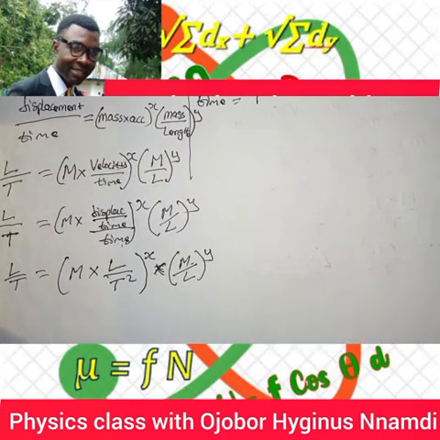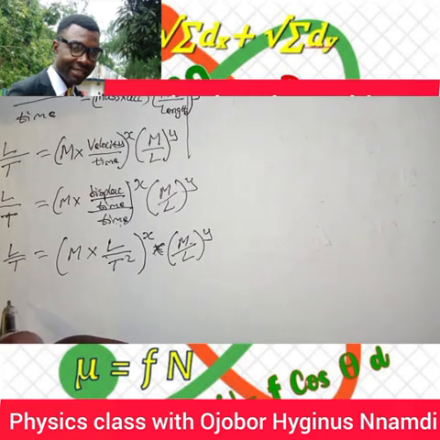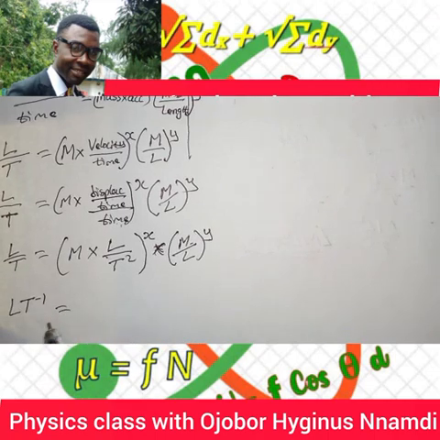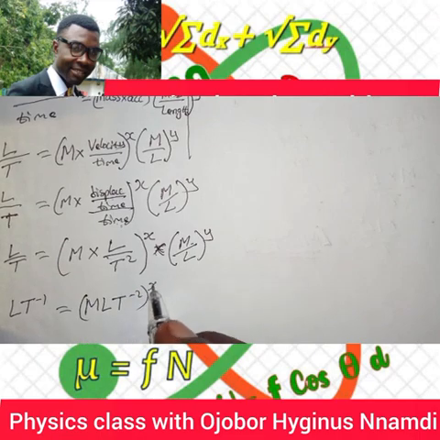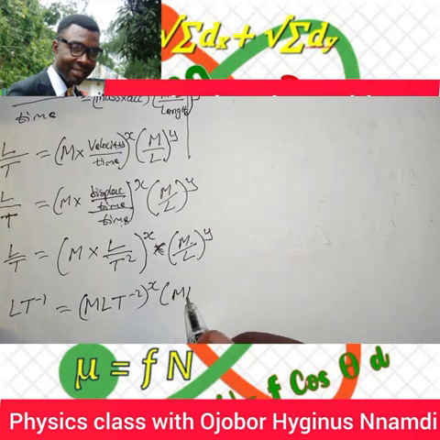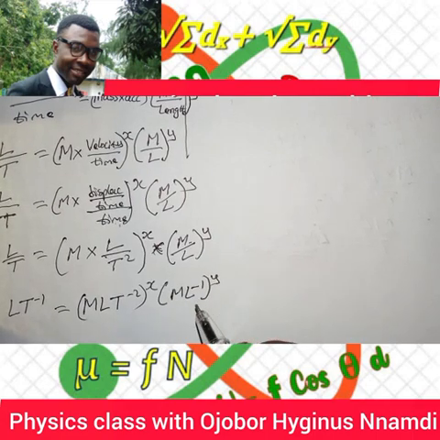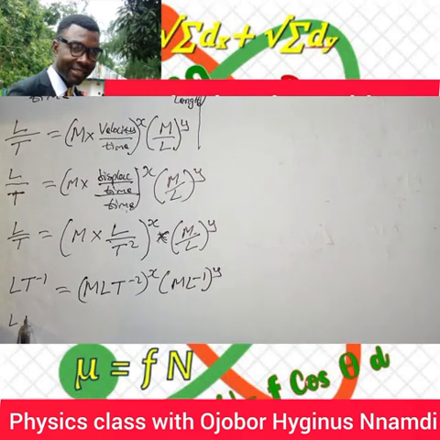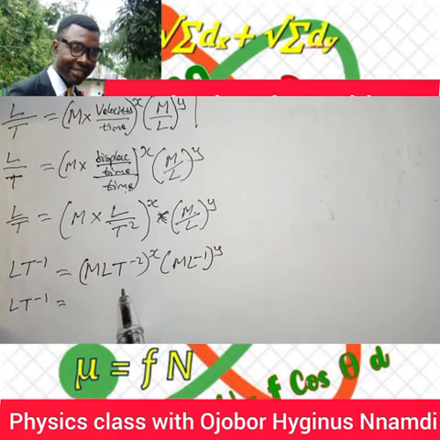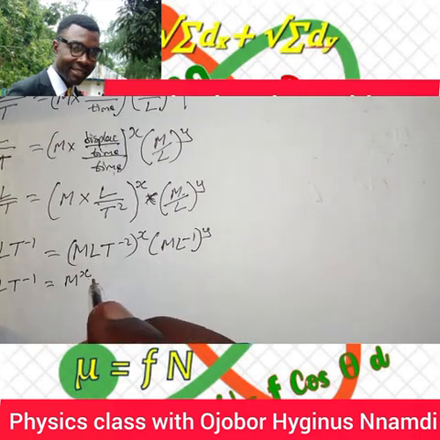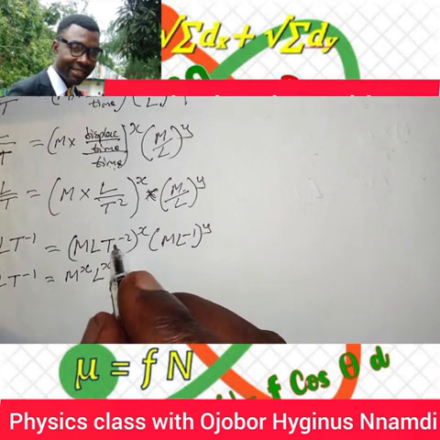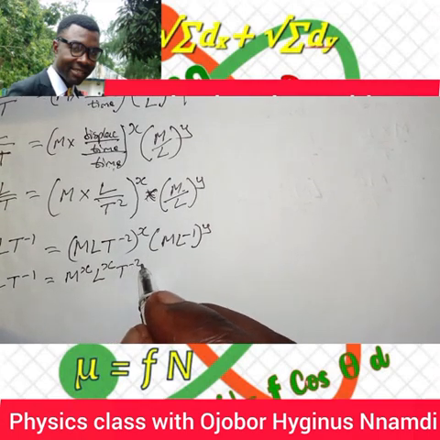Remember, dimension is not written in fraction form, so we are going to write it in standard form, in index form. That is LT raised to power minus 1 is equal to MLT raised to power minus 2 raised to power x times ML raised to power minus 1 raised to power y. So we have here LT raised to power minus 1 is equal to, we open our bracket, M raised to power x, L raised to power x, T raised to power minus 2 times x, we have T raised to power minus 2x.